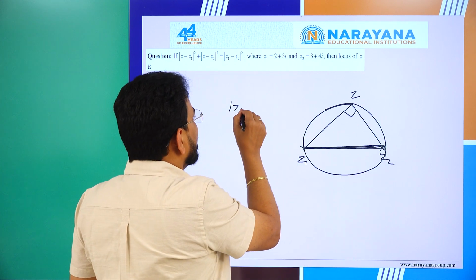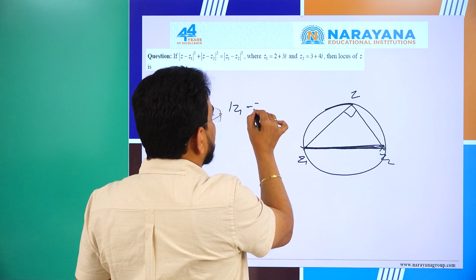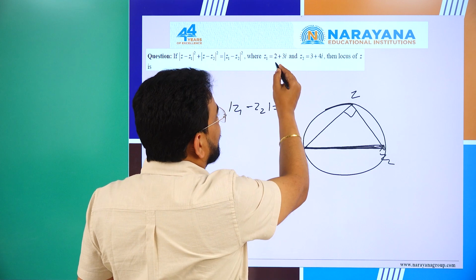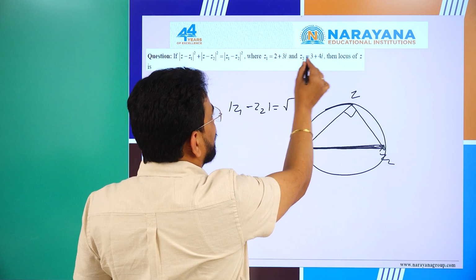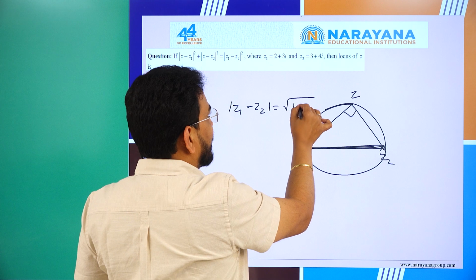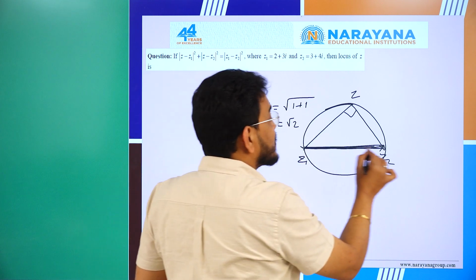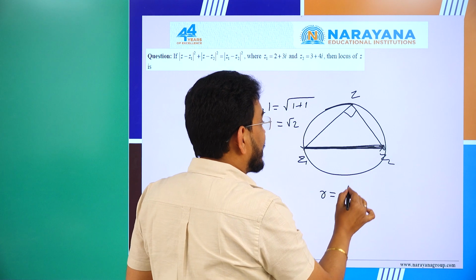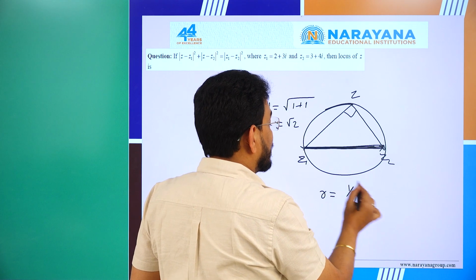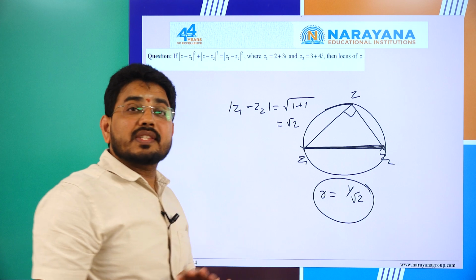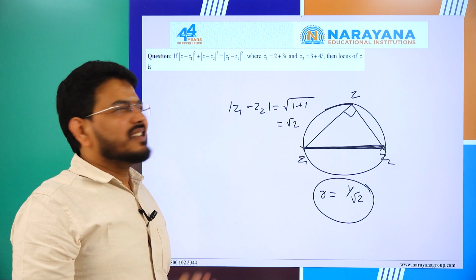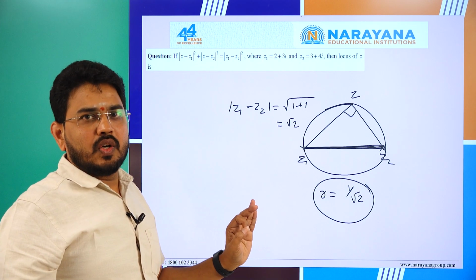So the modulus of Z1 minus Z2 is equal to root over 2 minus 3 whole square plus 3 minus 1, which is equal to root 2. So diameter is root 2. So radius will be equal to 1 by root 2. So the locus of Z is a circle. Such a simple question. Okay.